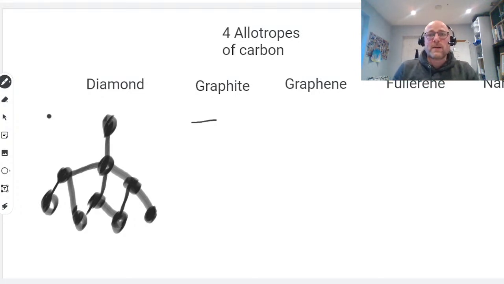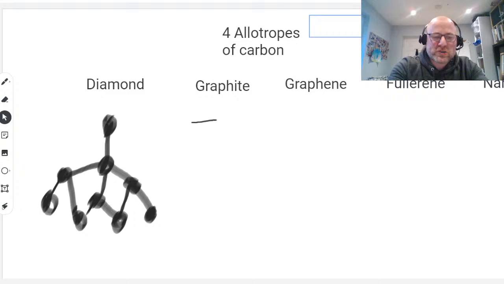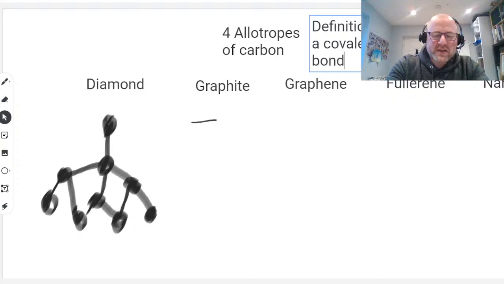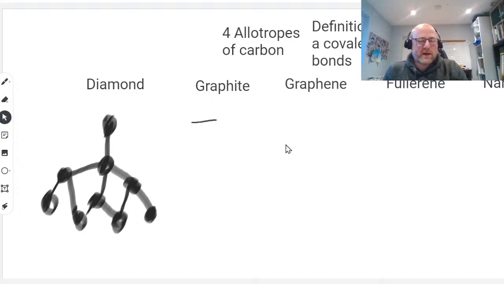Okay, doesn't matter if it's a gas. If it's got a covalent bond, they're incredibly strong. So all of these have covalent bonds, and you all, regardless of exam board, need to know the definition. Who knows the definition of a covalent bond? In IGCSE, this is really common for them to ask for this definition. So who knows the definition of a covalent bond? Anyone know the definition of a covalent bond?